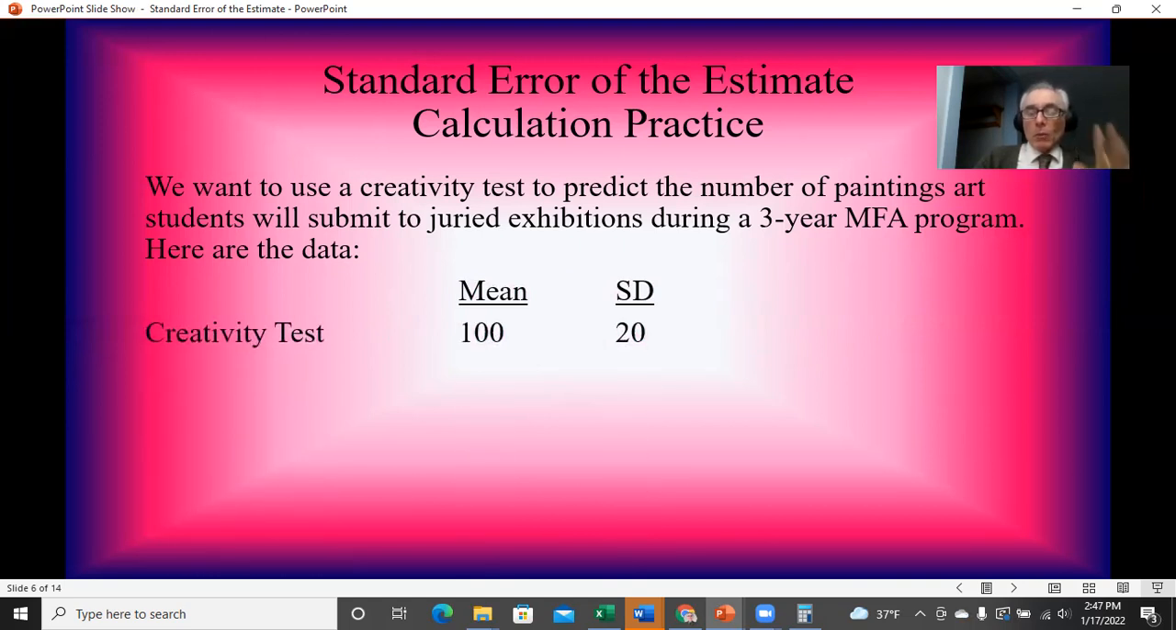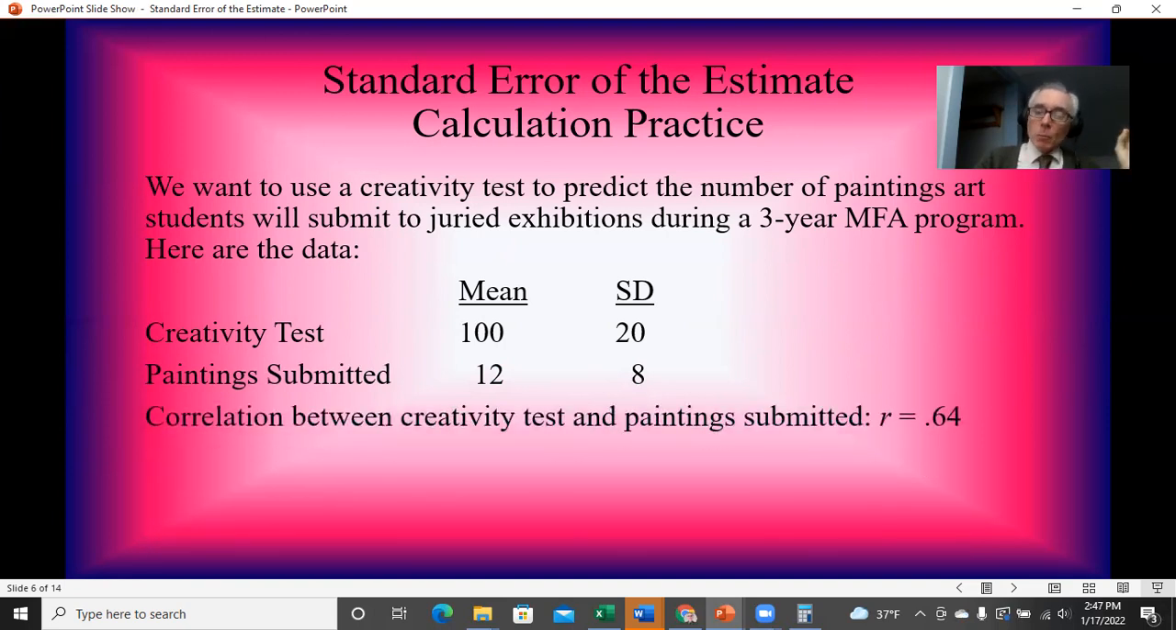So we know that on the creativity test, the mean score is 100, standard deviation is 20. That's how it's been normed out. And we know from past experience that the average or mean student in the program submits 12 paintings over the course of 3 years, but there's a large standard deviation around that, 8. Okay, and we've done a study and learned that the correlation between the creativity test and the number of paintings submitted is an impressive 0.64. Again, make-believe data here. I don't know of any creativity tests that would be that powerful at predicting something like this, but one can always dream.